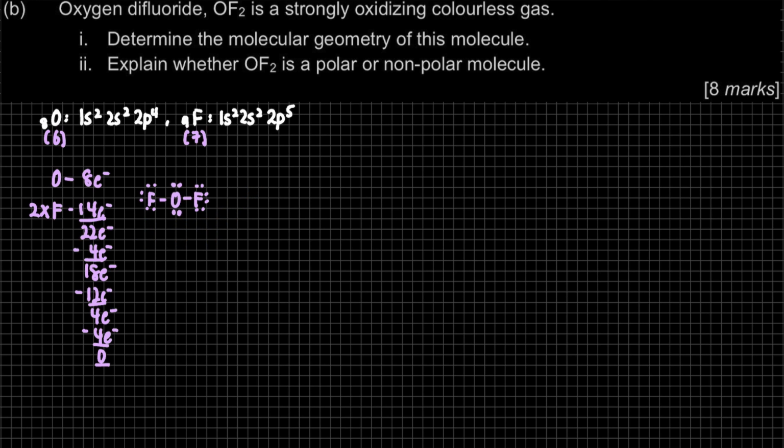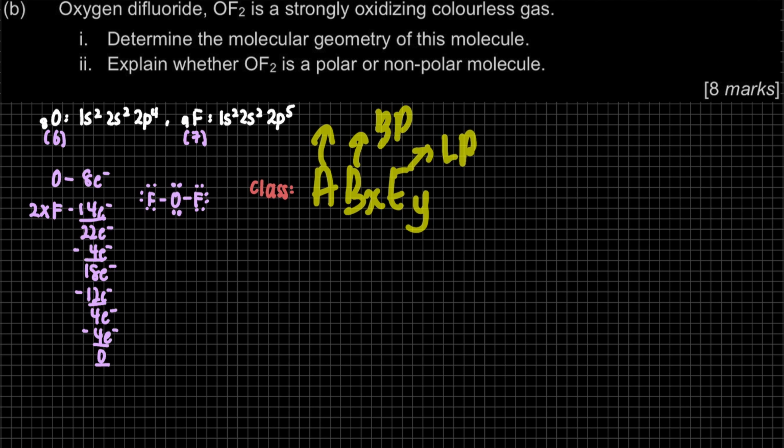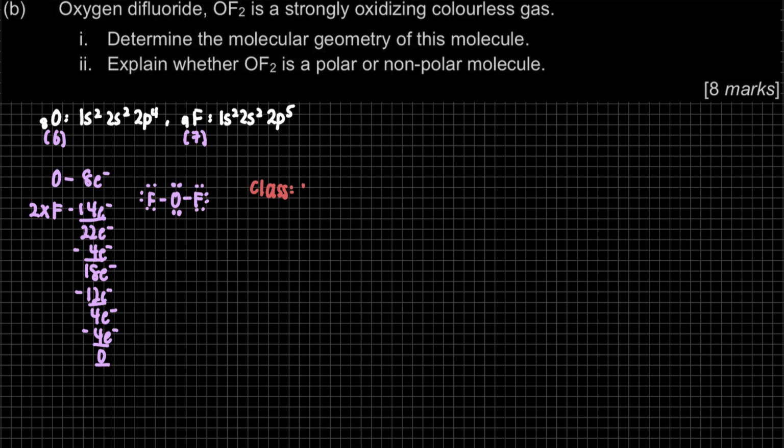So next what you have to do, based on the Lewis structure, you have to know your class. So class is ABxEy. A stands for your central atom, B bonding pair, E lone pair. In this case, our oxygen is bonded to 2 bonding pair and it has 2 lone pair. So the class will be AB2E2.